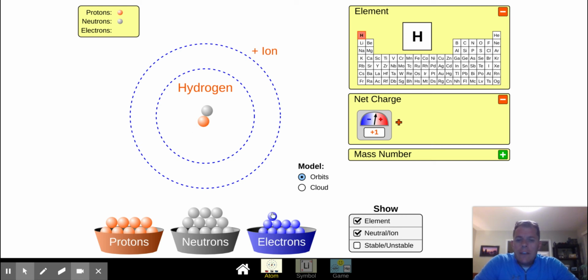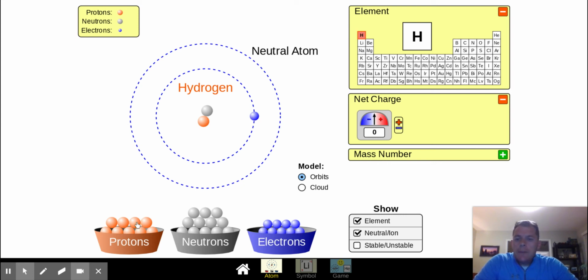But you also learned yesterday the electrons have a negatively charged particle. So negatively charged particles are going to bring that atom back down to neutral because now I added a negatively charged particle. So the atom that I just built was hydrogen. Hydrogen is number 1 on the periodic table. It has 1 proton, 1 neutron, and 1 electron. That's how you can build the atom hydrogen.